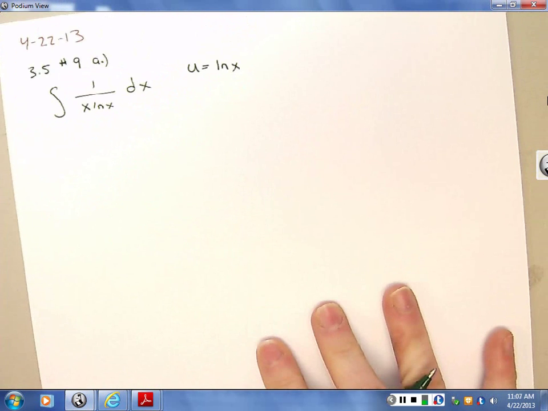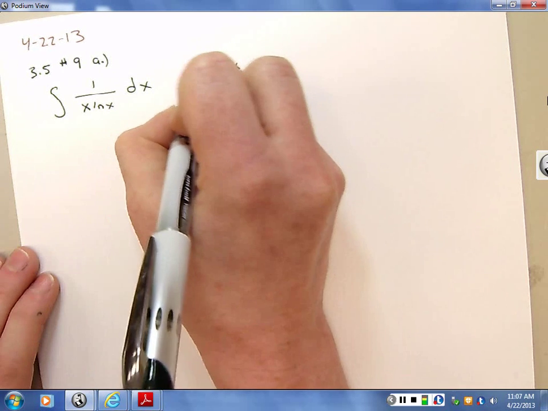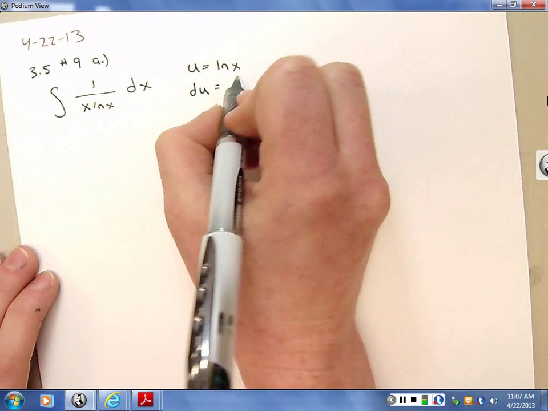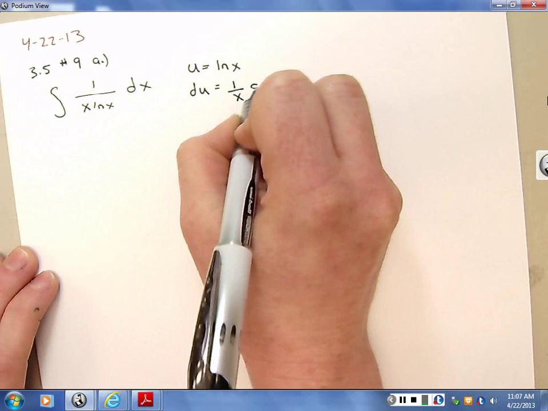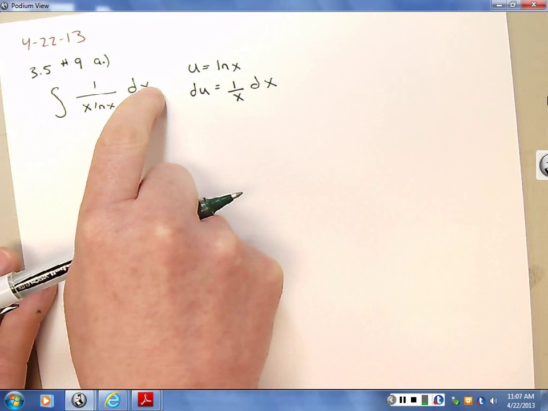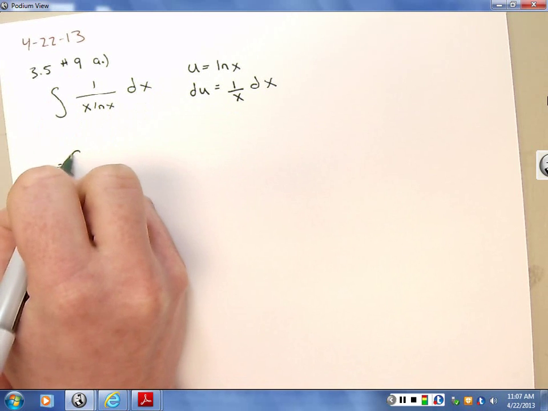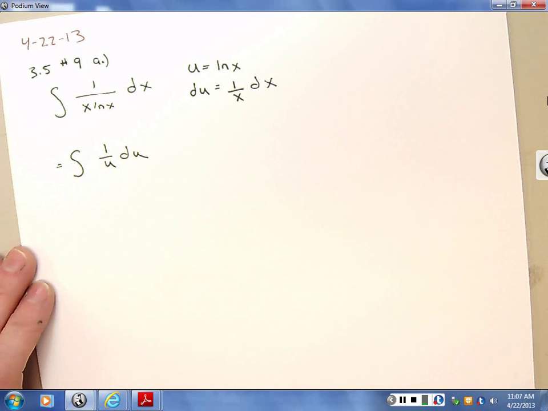Right? So now, really in u substitution, that is the hardest thing to find, the u. Once you've found the u, everything follows through from that. So du, what is the derivative of ln x? It's 1 over x dx. Which we have 1 over x dx. We could replace that, so we really have the integral of 1 over u du. Do you guys see that?